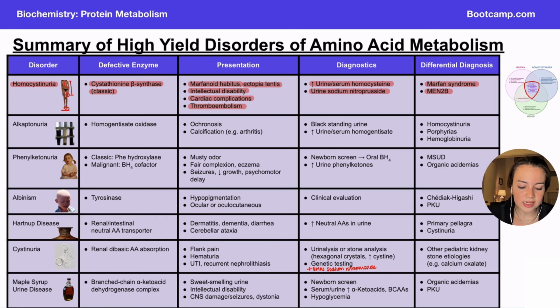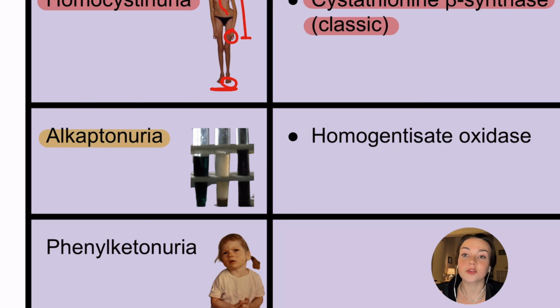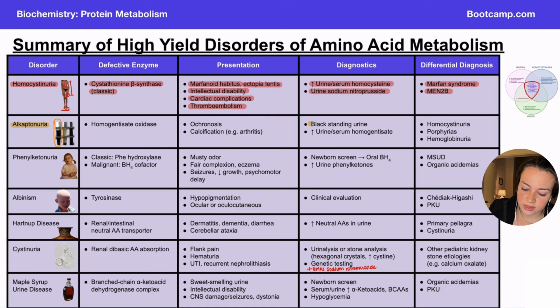Moving on to our next condition, we have Alkaptonuria. The representative image I've selected here is black standing urine. That's one of the clinical features that you might see in Alkaptonuria, and that image is one that is very commonly given to you on the exam.